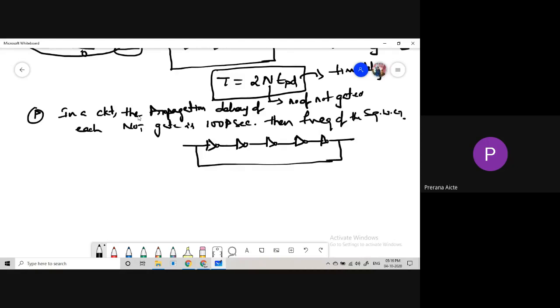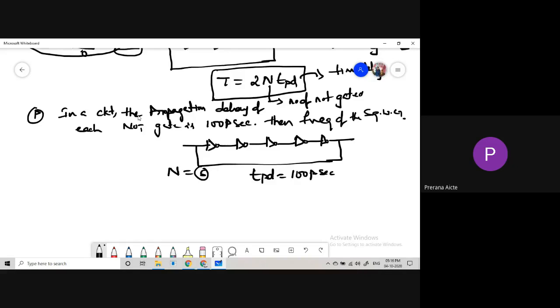Here, how many NOT gates are used? 5. That is capital N, so N equal to 5. Then what about TPD? TPD is equal to 100 picoseconds. Time delay and propagation delay are both equal. So here the propagation delay is 100 picoseconds.